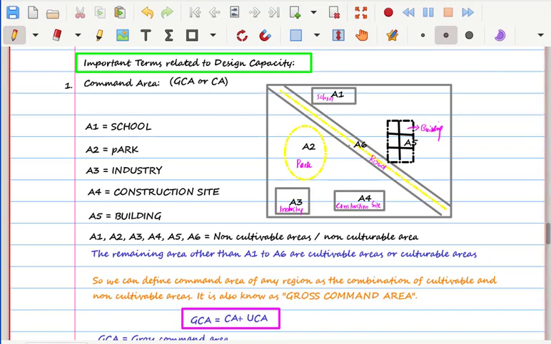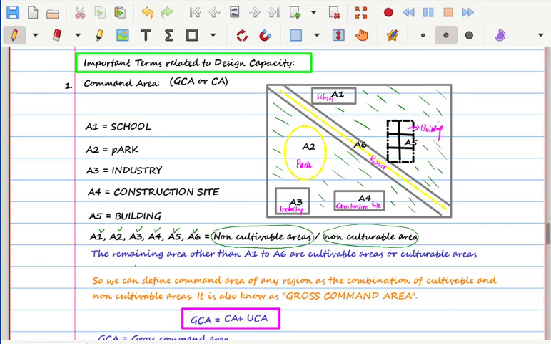So as you can see, on the road, in the park, in the school, in the industry, construction site, building, we cannot do the cultivation, right? So such areas, as you can see here, A1, A2, A3, A4, A5, A6 in this figure, are known as non-cultivable areas. Here you can't do cultivation, right? There is another name for this term, non-culturable areas or non-cultivable areas. So other than these areas, in the remaining part you can do the cultivation. So this remaining part is known as cultivable area because you can do the cultivation here. So the remaining area other than A1 to A6 is cultivable area or culturable area.